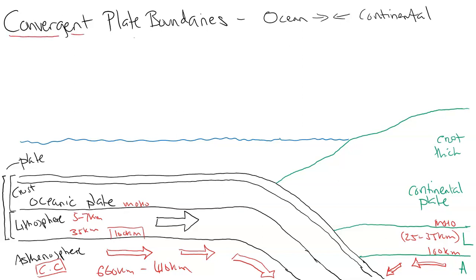We have three: transform, divergent, and in this case, convergent. Now, there are three types of convergent boundary because there are two types of plates. So you do have ocean-continental, ocean meeting ocean, and continent meeting continent. For this sake, we're just going to do our ocean-continental, the classic one. Okay, so we have some details there.